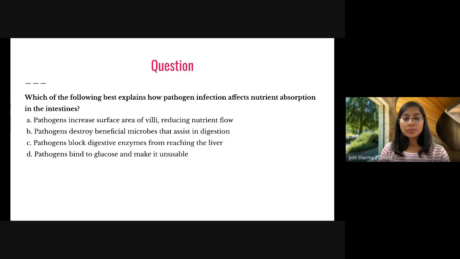So, how does pathogen infection affect nutrient absorption in the intestine? The explanation I already have given in the last question, so I think from that you can give me the answer for this question. Anybody? Anybody wants to give me the answer for this question? How does pathogen infection affect nutrient absorption in the intestines?